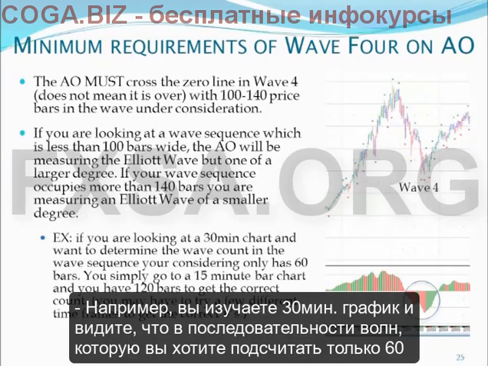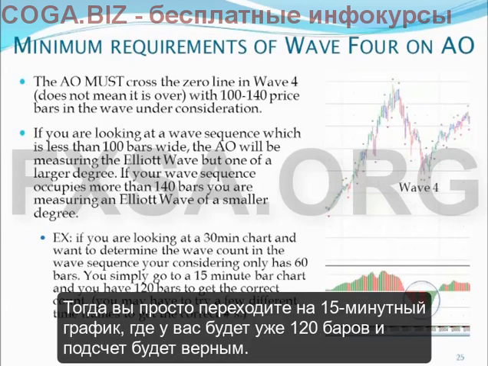Example, if you're looking at a 30-minute chart and you want to determine the wave count, and the wave sequence you're considering only has 60 bars, you simply go to a 15-minute bar chart, and then you have 120 bars to get the correct count.